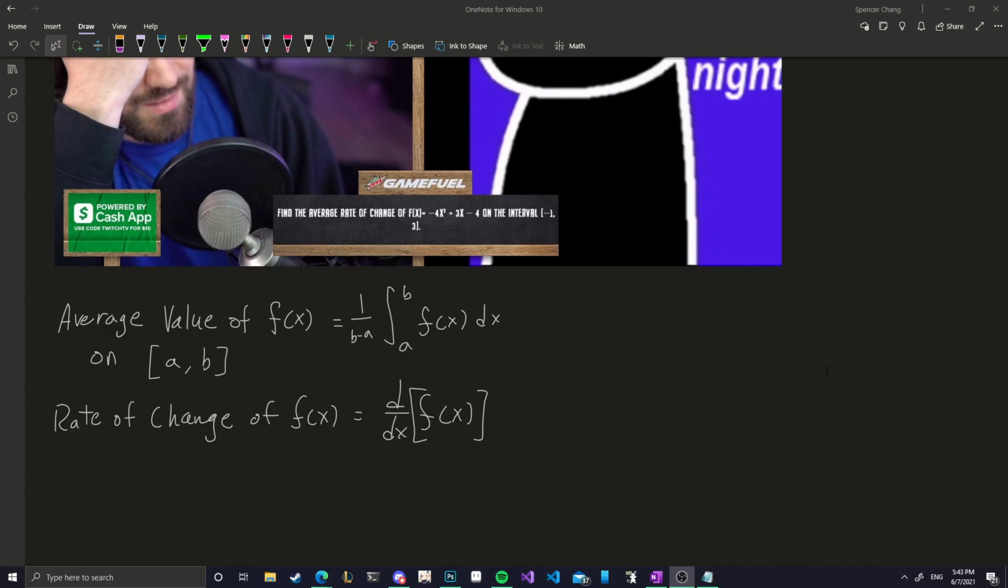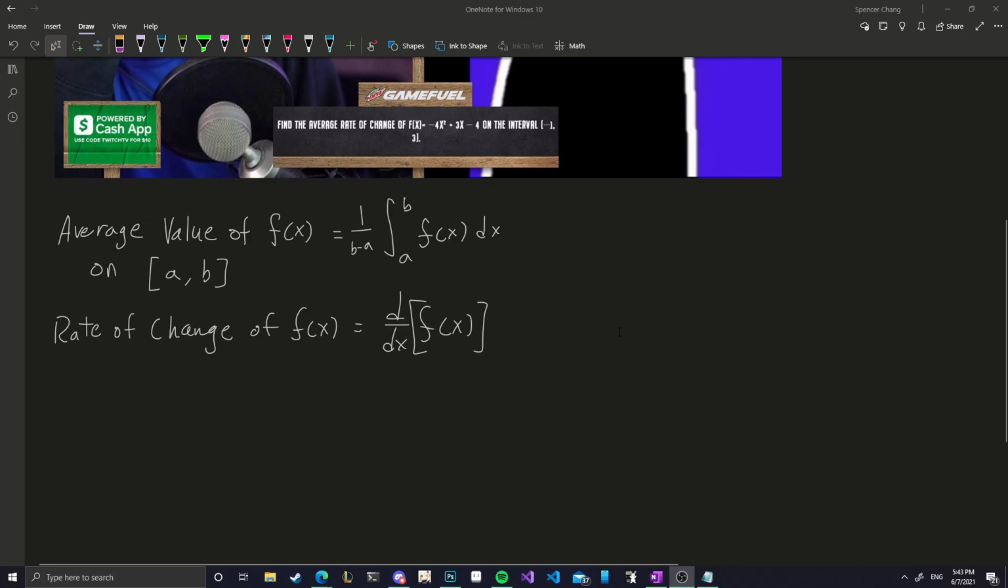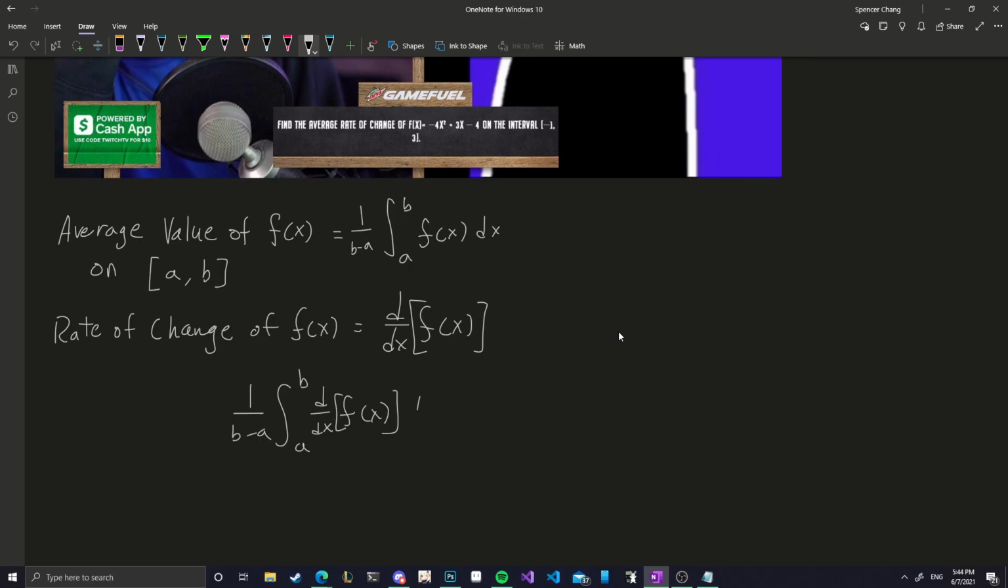Also recall that the rate of change of a function f of x is also the derivative of f of x. So in order to find the average rate of change of a function f of x, we would simply plug in the derivative for that function into this formula over here for the average value. And what we get is 1 over b minus a from the interval of a to b of the derivative of f of x dx.